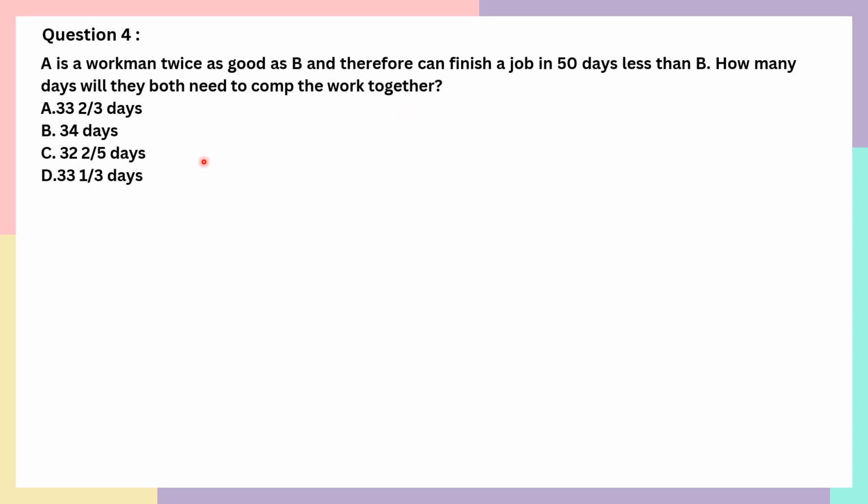So in the question it is given that if B takes 50 days to complete a work, then A takes 50 by 2, which is half of B's work days. So what is the time needed if both work together? I hope you understand this question. Now let's see the solution.